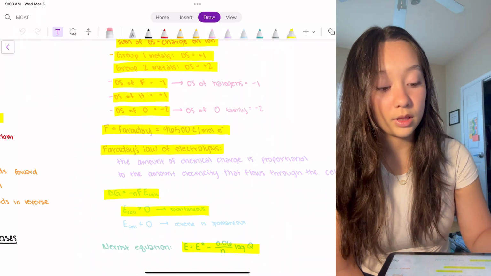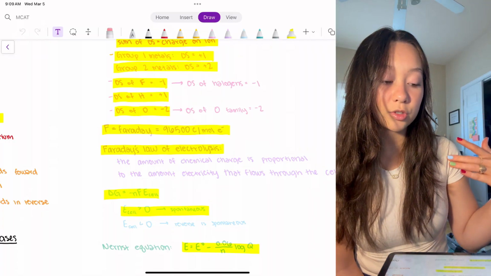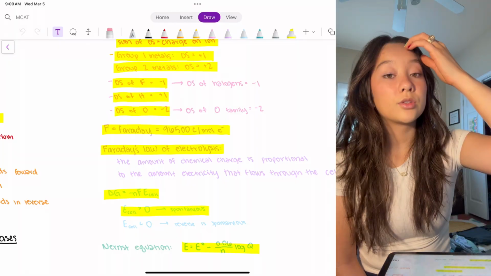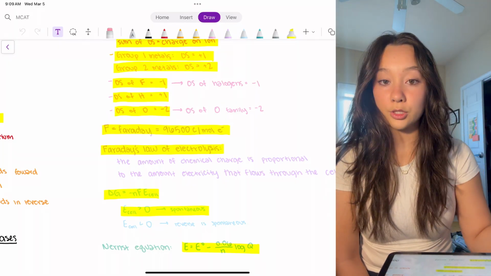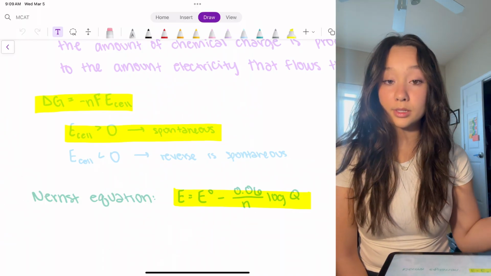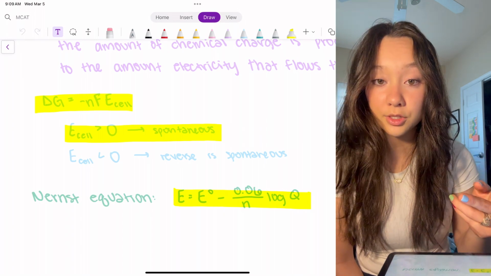Faraday's law of electrolysis, basically saying that the amount of chemical change is proportional to the amount of electricity that flows through the cell. So this is kind of the basis of our electrochemical cells. If E cell is positive, it's going to be spontaneous. If it is negative, then the opposite reaction is going to be spontaneous.